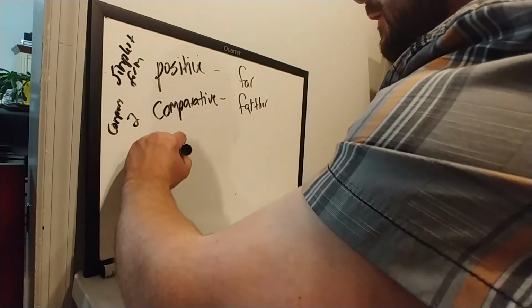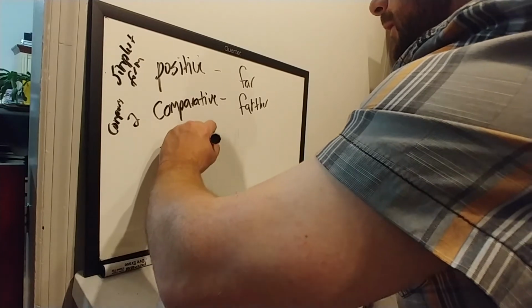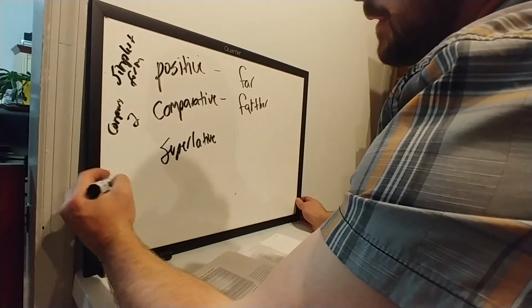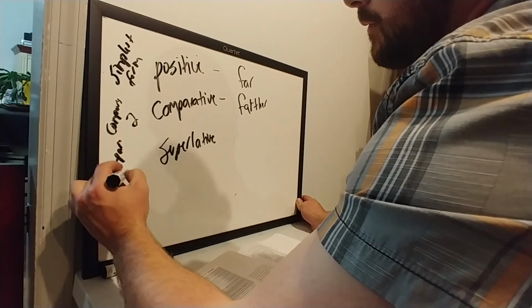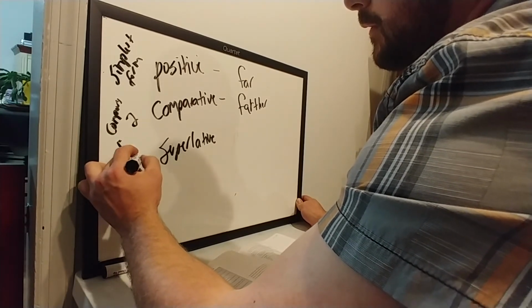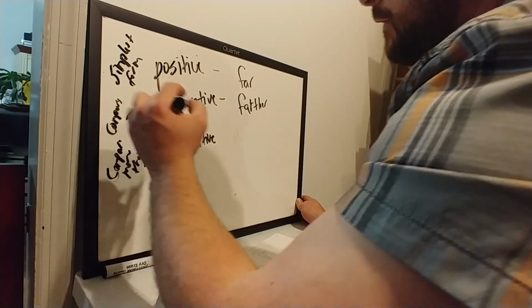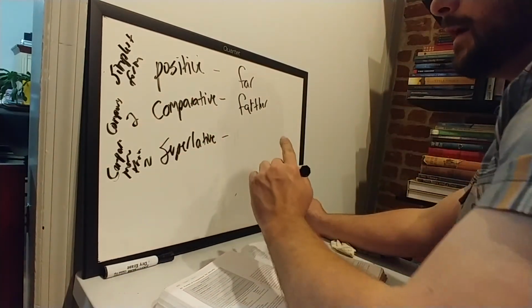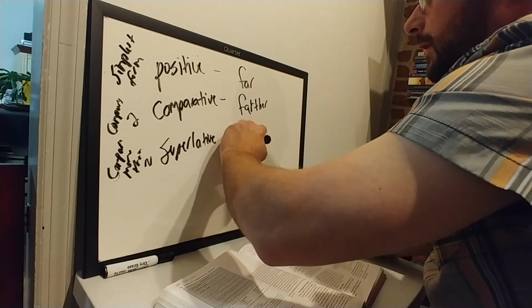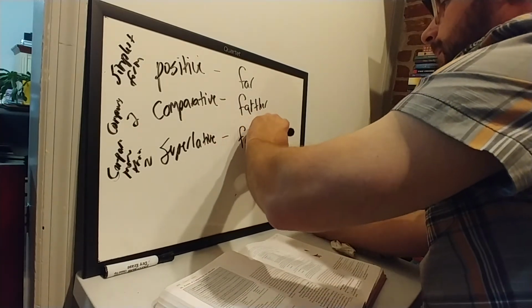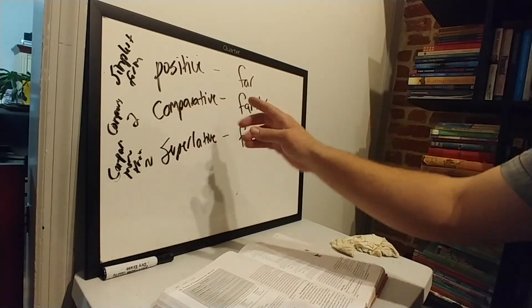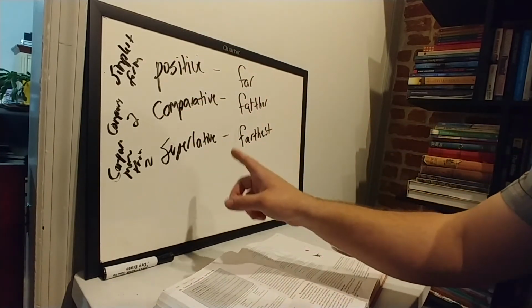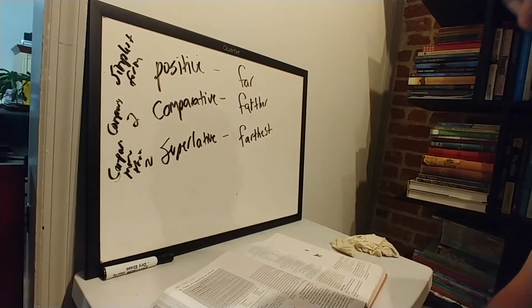Then superlative is if you're comparing more than two. So you would say, out of all the days this week, today I ran the farthest, okay? Positive, simplest form. Comparative, comparing just two things. Superlative, more than two things. So that's pretty much the basic idea of the lesson.